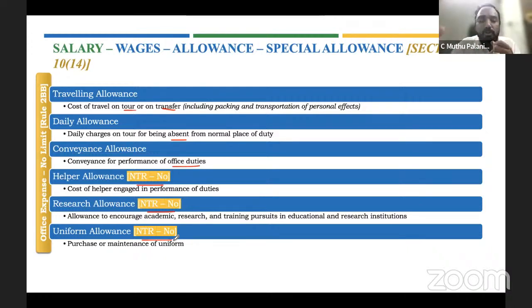What is helper? You are given a support staff. What is research? You're doing some R&D activity for the company. They are giving you an allowance, but it is not allowed. And similarly, uniform allowance. Uniform allowance is for purchase and maintenance of uniform. So these three are not allowed under the new tax regime.